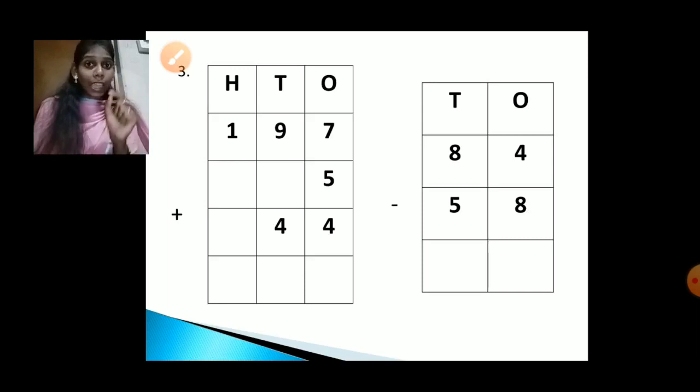If it is a plus sign, it means you have to add the numbers, right? And if it is a minus sign, it means you have to subtract the numbers. Keep all these steps in your mind. Okay? Don't be confused. It is very easy. Addition and subtraction, it is very easy. Just remember all these steps.